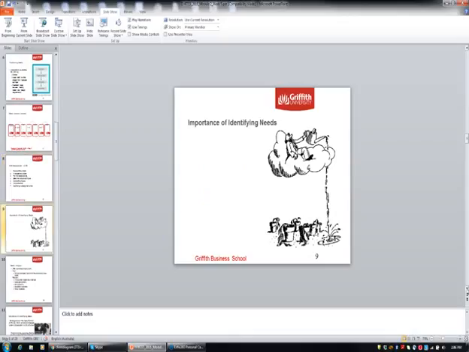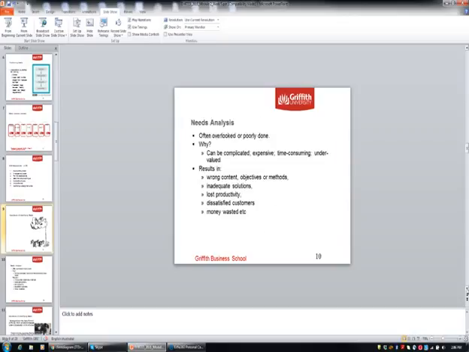So obviously this is just a cartoon of why it's important. It's easy enough to try and solve a problem, but if it's not the right problem to solve, you're not going to be successful. So needs analysis is often overlooked or poorly done in organisations. And why is that? It can be complicated, it can be expensive, it can be time consuming, but more importantly it's often undervalued. So we often jump to a conclusion.